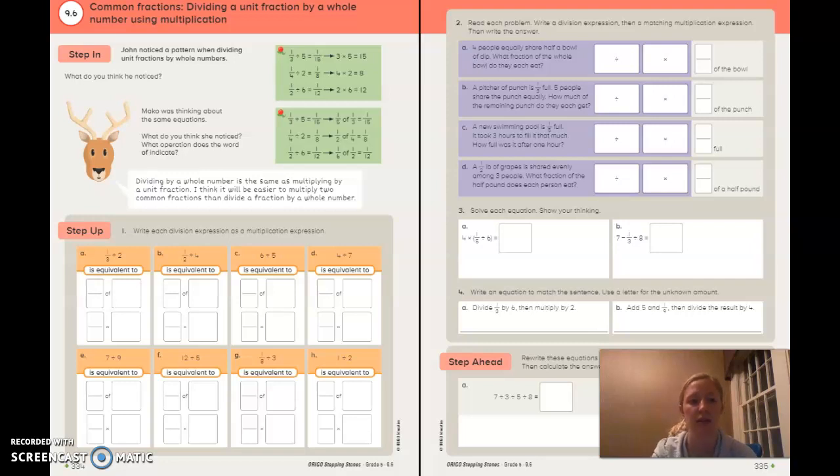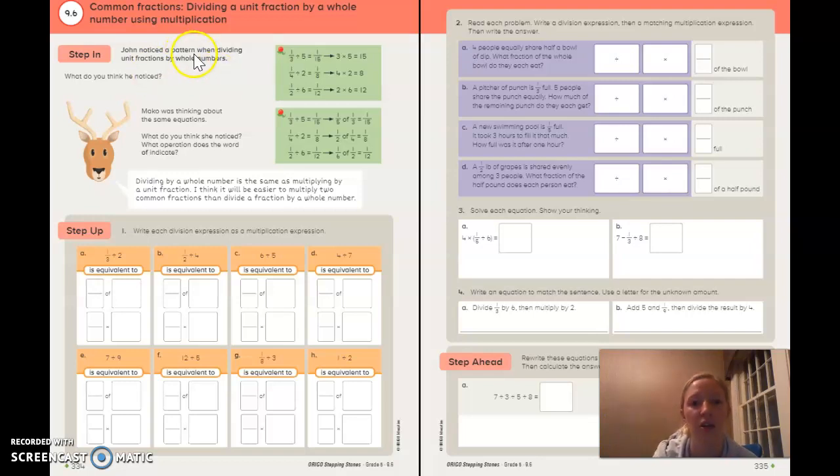Okay, so moving on to 9.6, this is dividing a unit fraction. Remember, a unit fraction is just a fraction that has a 1 on top. So 1/2, 1/3, 1/6, okay? So dividing a unit fraction by a whole number, and now we're going to use multiplication to help us solve this division problem. Kind of confusing, huh? All right, let's go ahead and try it.